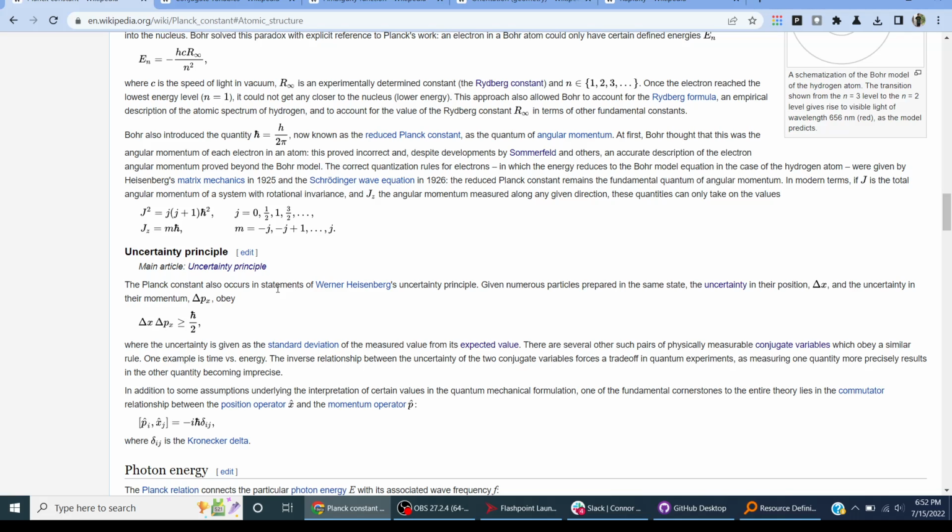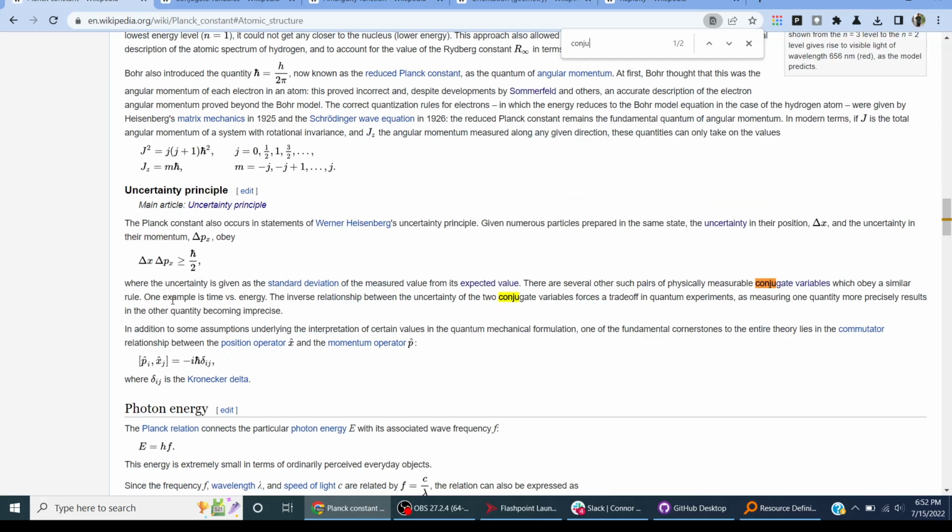There are several other pairs of physically measurable conjugate variables which obey a similar rule. One example is time versus energy. The inverse relationship between the uncertainty of the two conjugate variables forces a trade-off in quantum experiments, as measuring one quantity more precisely results in the other quantity becoming imprecise. In addition to some assumptions underlying the interpretation of certain values in the quantum mechanical formulation, one of the fundamental cornerstones to the entire theory lies in the commutator relationship between the position operator x hat and the momentum operator p hat. [x hat, p hat] equals negative i h bar, times the Kronecker delta, where this symbol is the Kronecker delta.